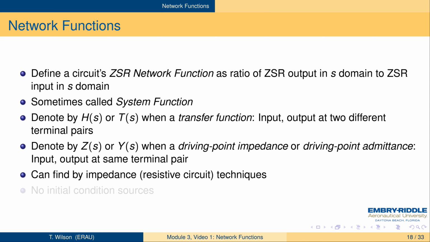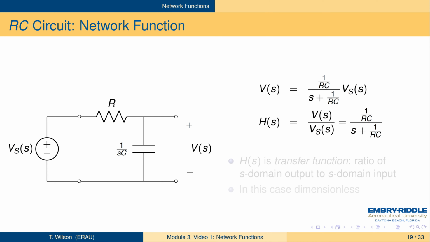You can use your impedance, which means resistive circuit techniques. And again, there's no initial condition sources in any of these. So in some ways, our problem got a lot easier. So here's our RC network. We've already found the voltage divider here between the impedance 1 over SC and the R in series with 1 over SC.